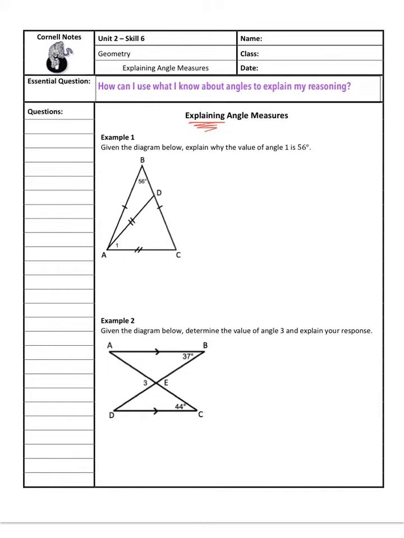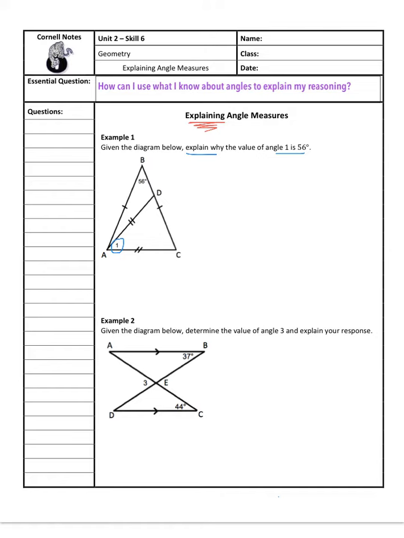So example 1, it says, given the diagram below, explain why the value of angle 1 is 56 degrees. So they're telling us that angle 1 is 56, which is right over here. And we just got to figure out how they get there and explain our process each step along the way.